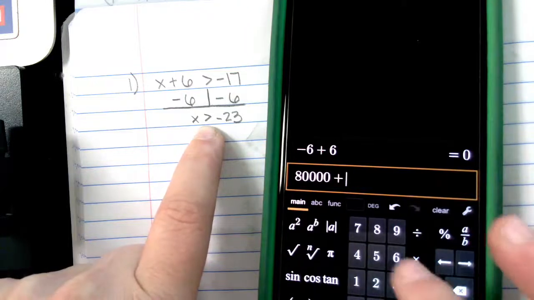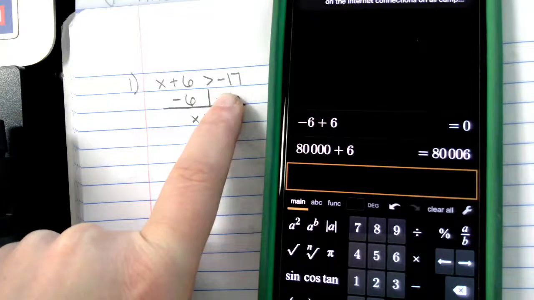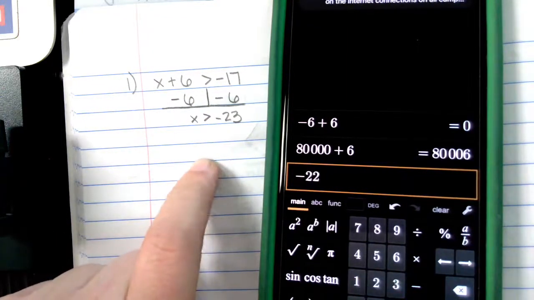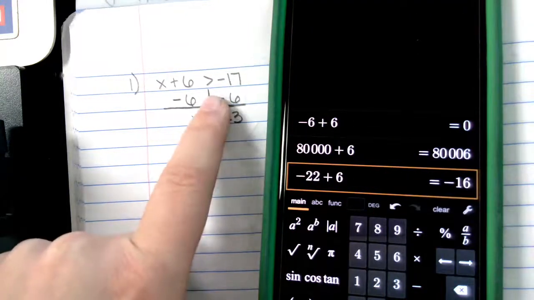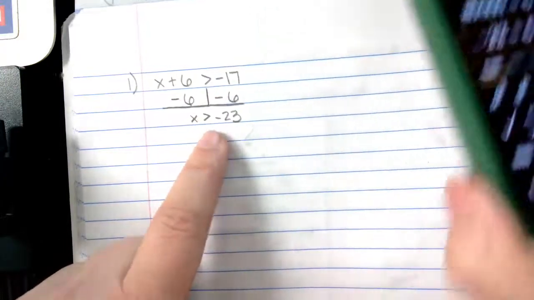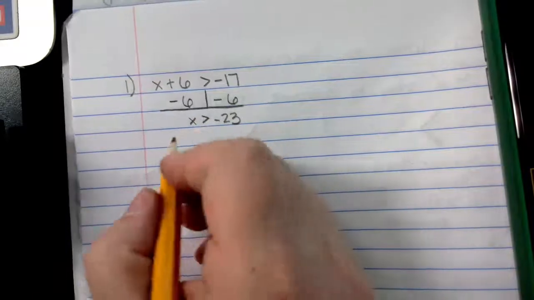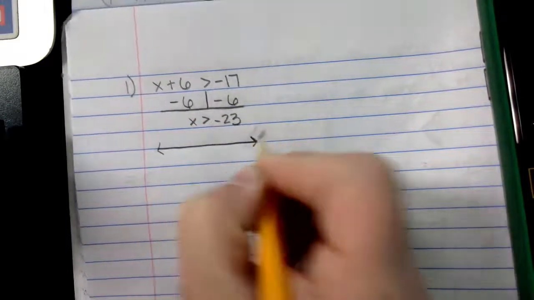Yeah. Okay, what about negative 22 plus 6? That's negative 16. Is that bigger than negative 17? So this is going to show us all our answers. So we're going to graph that on a number line to show that graphically. We have it symbolically, now we want it graphically.